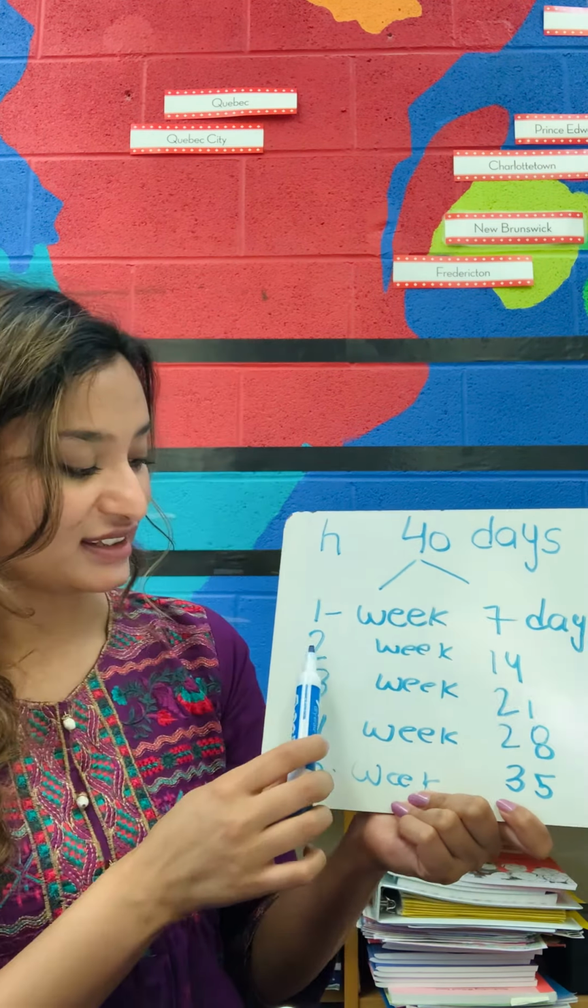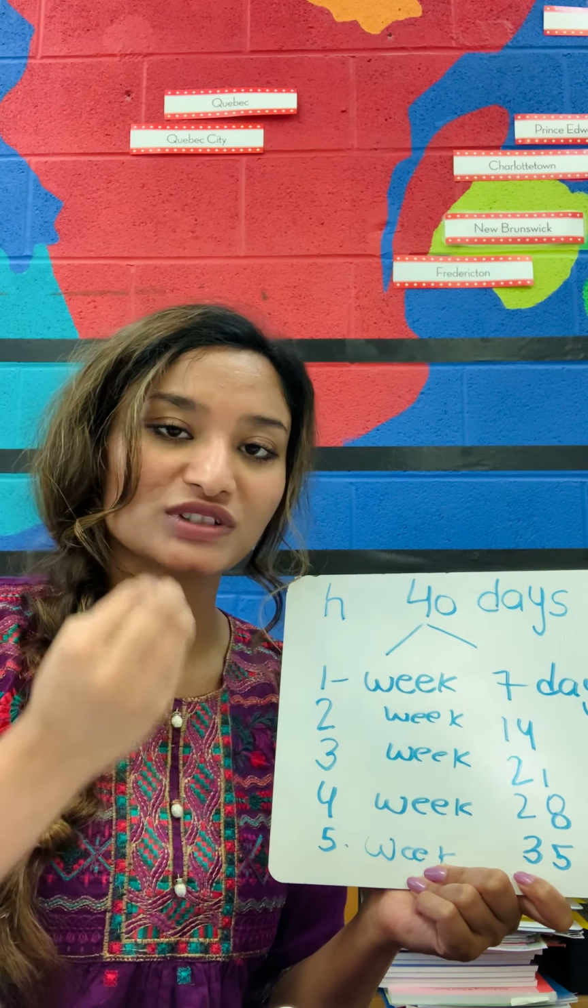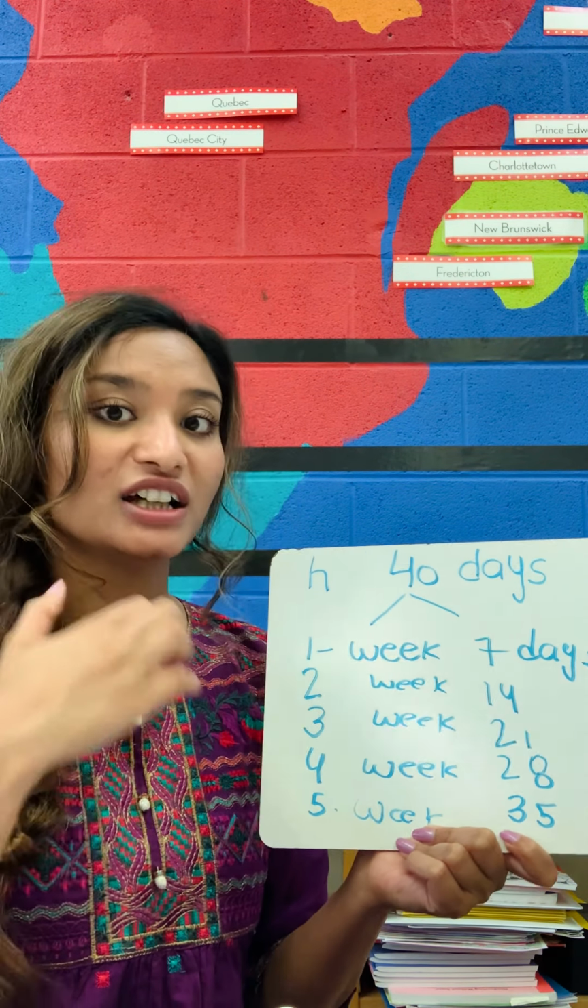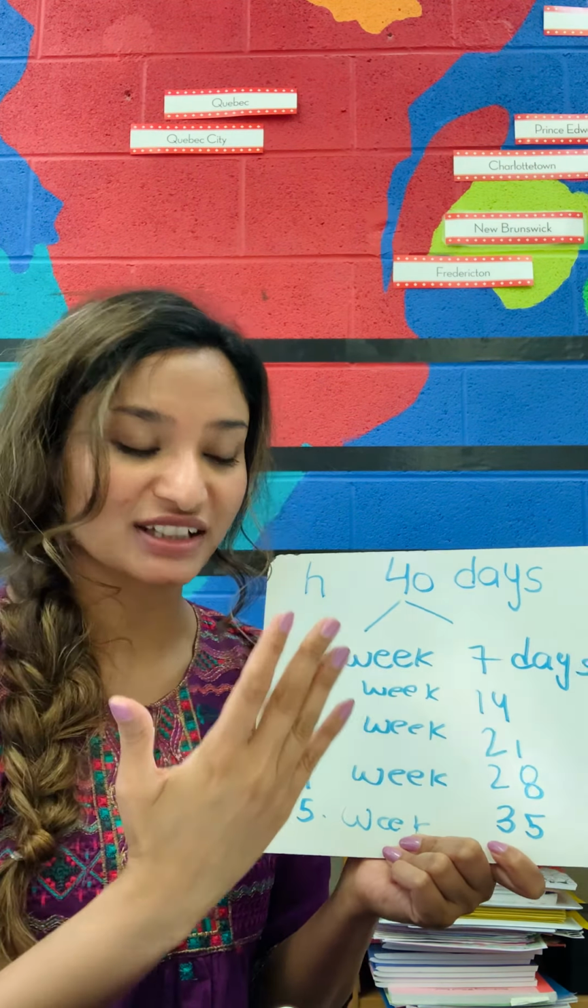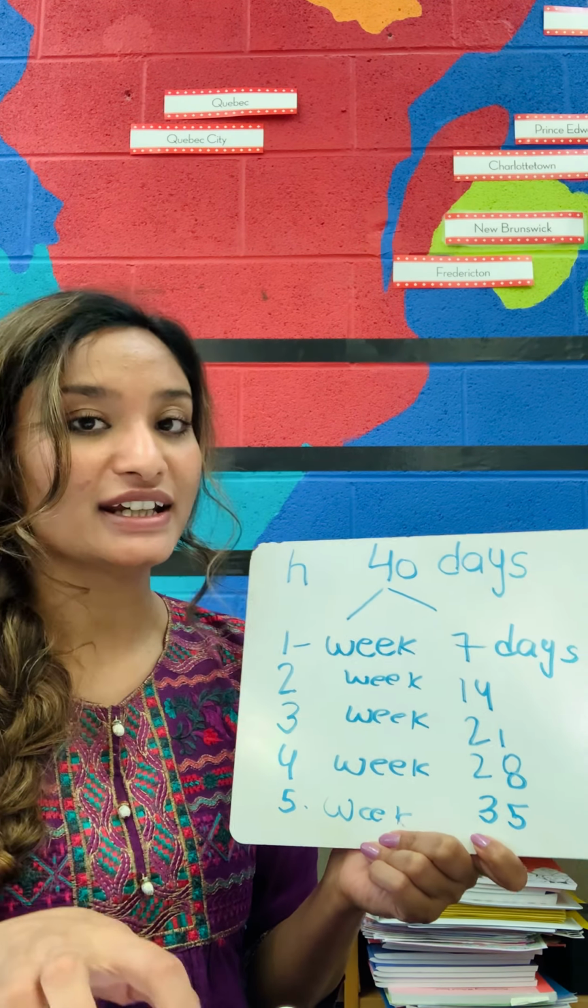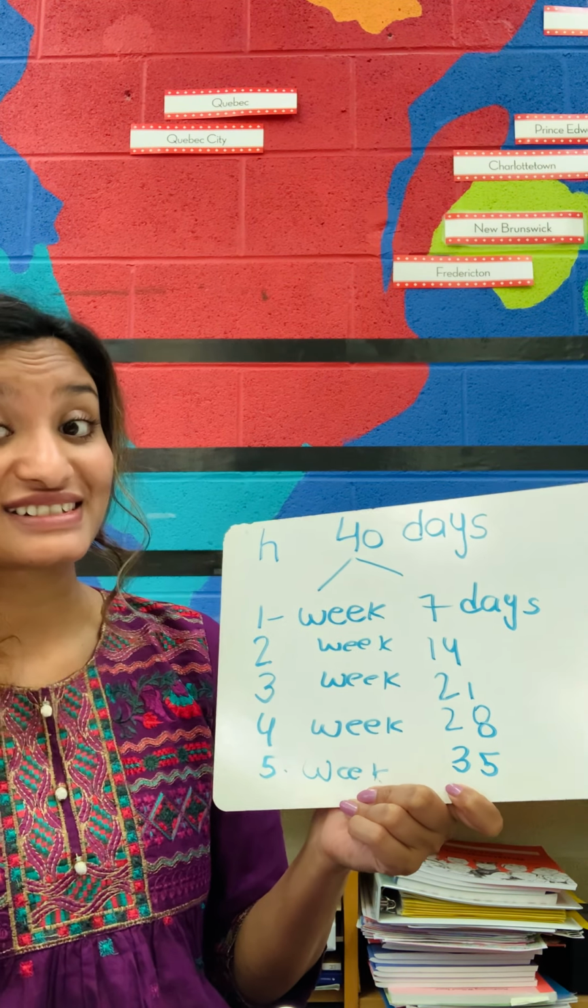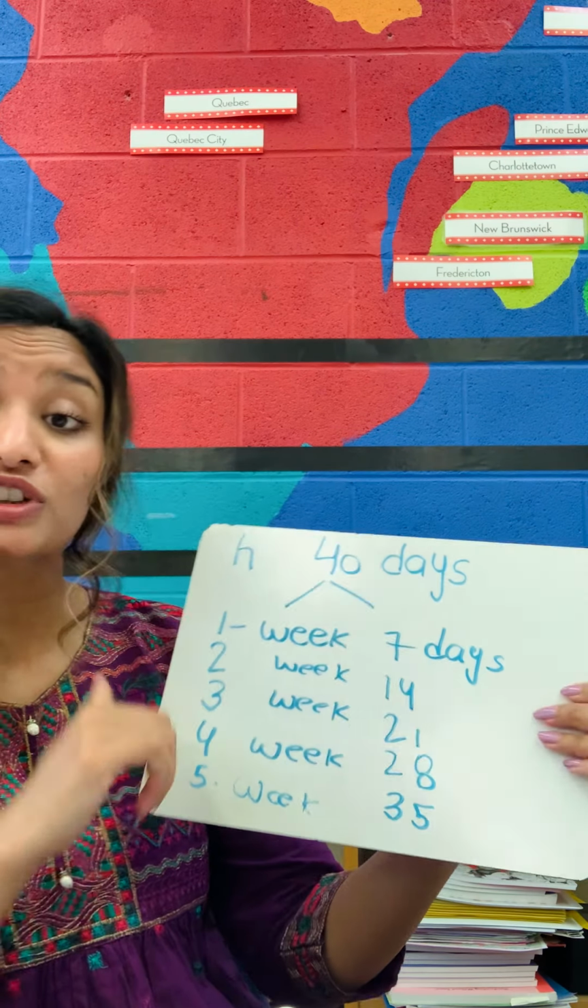Then if I ask you how many days are in 2 weeks, all you would do is 2 times 7. That would give us 14. How many days are in 3 weeks? We would do 3 times 7. That would give us 21. How many days are in 4 weeks? 4 times 7 gives us 28. How many days are in 5 weeks? 5 times 7 gives us 35. Then if I say how many days are in 6 weeks, you would go to 6 times 7, right? So we would keep on going.